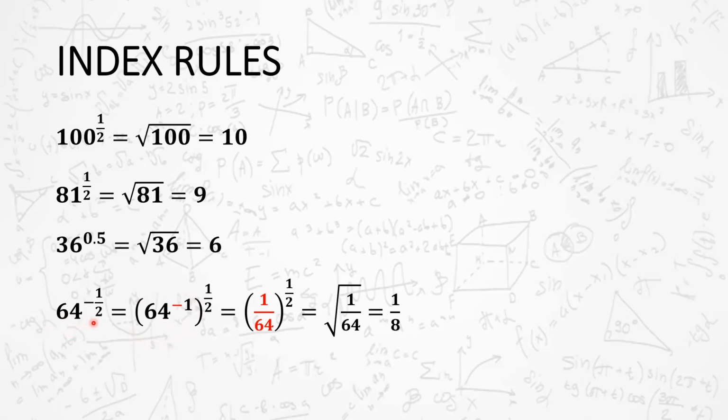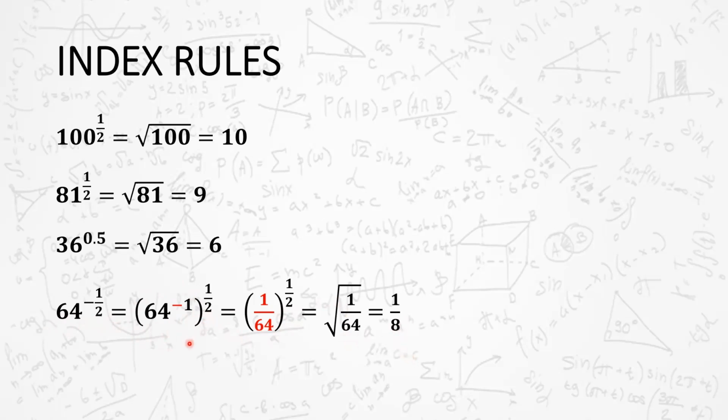64 to the power negative half, so the negative half came from two parts, negative 1 times half. Then 64 to the power negative 1 gives us 1 over 64. Then to the power half, we need to square root 1 over 64, therefore we have 1 over 8.